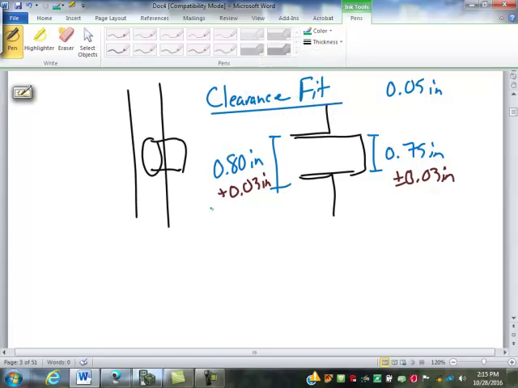our hole has a possible range. What is 0.80 minus 0.03? What's 80 minus 3? 77. So 0.77. Up to the 0.80 plus 0.03? 0.83. So that hole has a possible range of 0.77 to 0.83. Still giving some clearance off that 0.75.